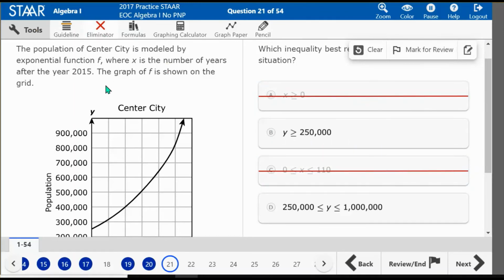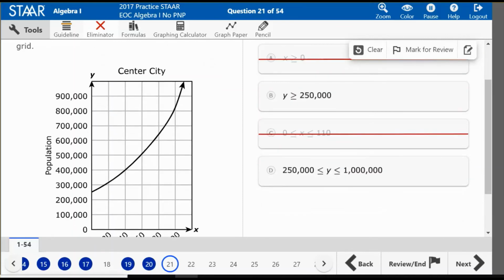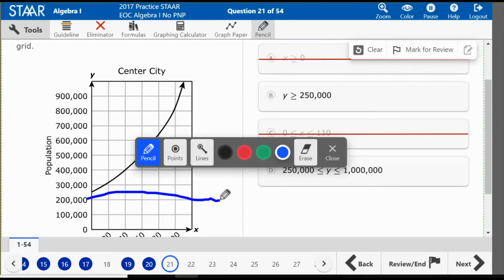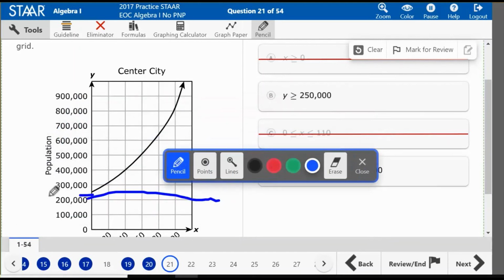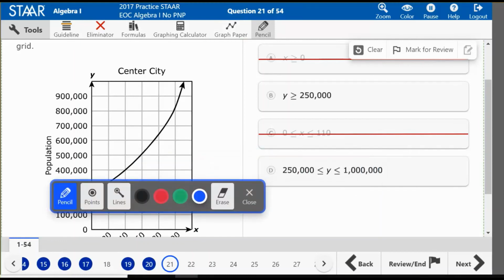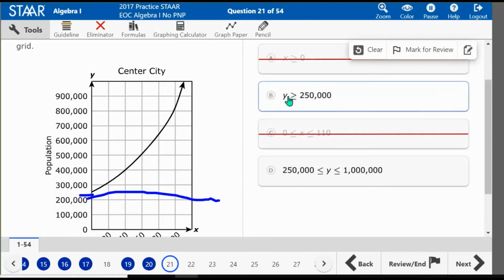Then we have to look at the graph. Our y values don't go beyond a certain point. Anything below this is not there. So we know it's 250,000. Our y values are greater than 250,000, because nothing is below 250,000. So we know it's B. Close, click the answer.